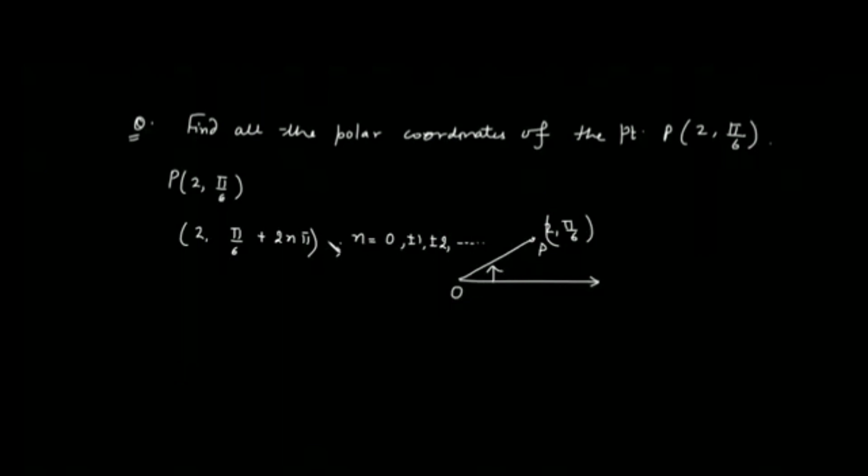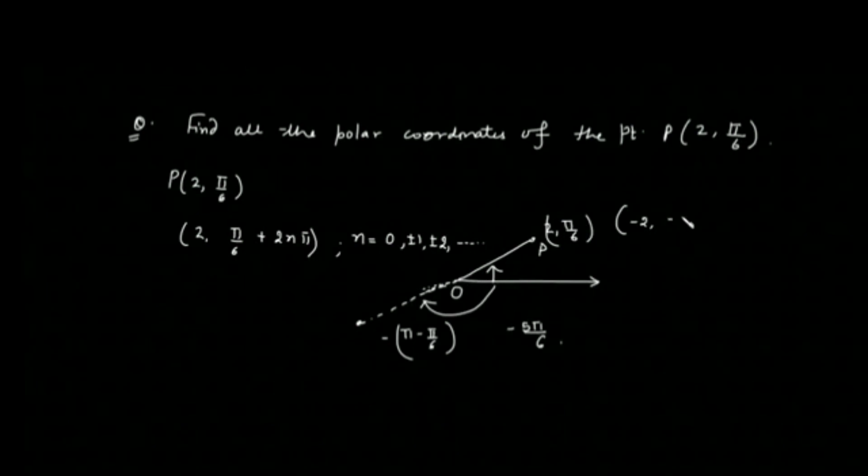Right? The other representations are by considering the backward distance. For the backward distance, the turn is this one. This is pi minus pi by 6 with negative sign, so this is minus 5 pi by 6, and then cover the backward distance, and you will reach the point P. So the representation is (minus 2, minus 5 pi by 6).